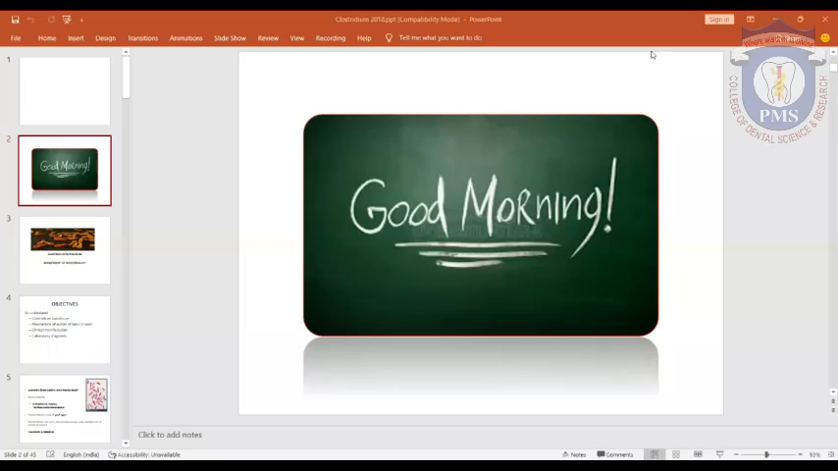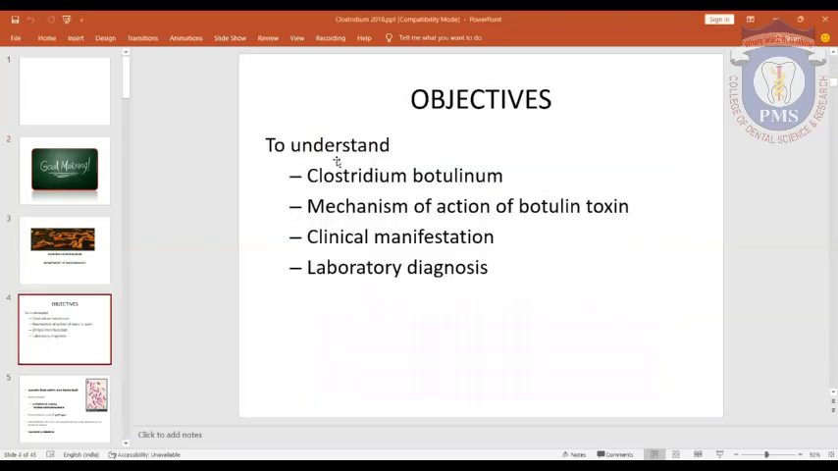Good morning, class. The topic for the day is Clostridium botulinum. Objectives: to understand Clostridium botulinum, to understand the mechanism of action of botulinum toxin, to understand the various clinical manifestations associated with botulism, and the laboratory diagnosis and prophylaxis.